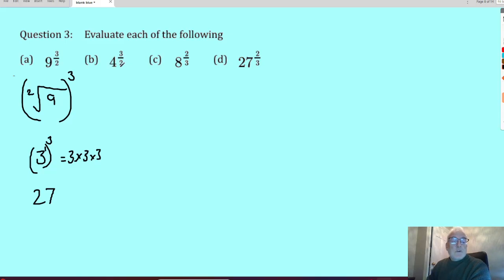Looking at the next one, we've got a 2 on the denominator of the index again. So this time we're going to say 4 square rooted, raised to the third power. So the square root of 4 is 2, and that's the same as 2 times 2 times 2, and that's going to give me 8.